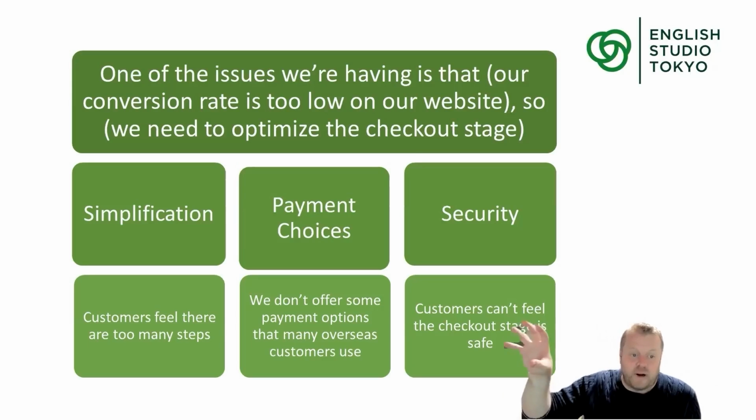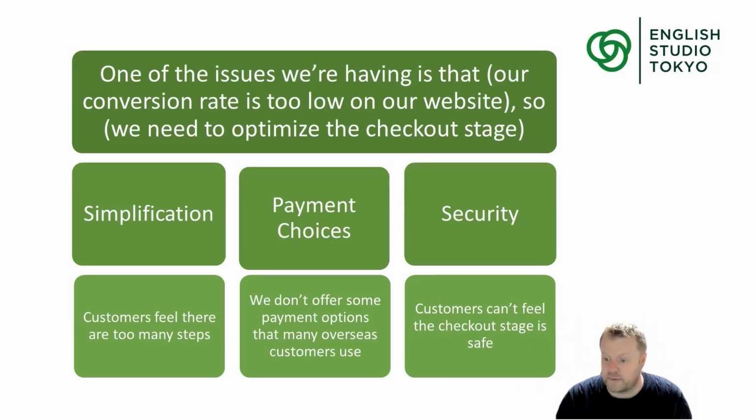So I've got three signposts: simplification, payment choices, and security. And I've got reasons, and each signpost now has a reason. So for simplification, I put customers feel there are too many steps. For payment choices, I put we don't offer payment options that overseas customers use. And then for security, I put customers cannot feel the checkout stage is safe. Just take 5 seconds to look at this one more time. So just try to internalize that.